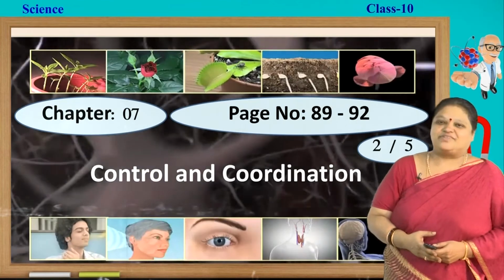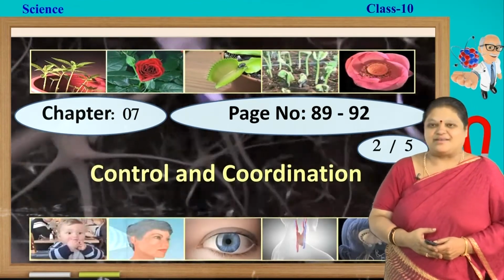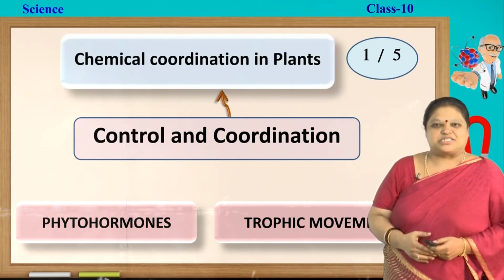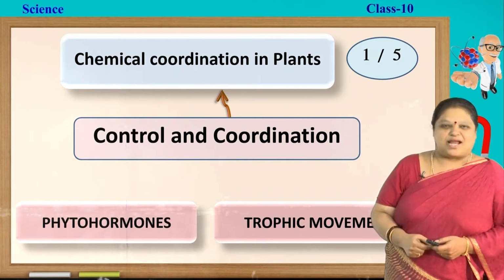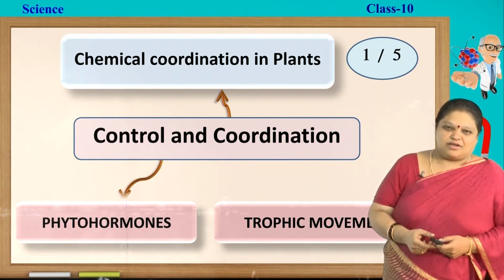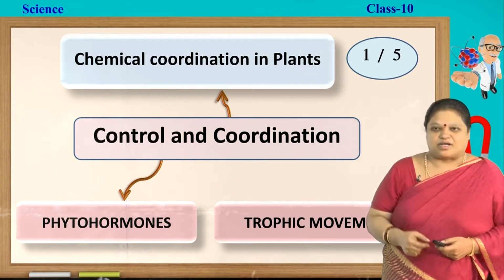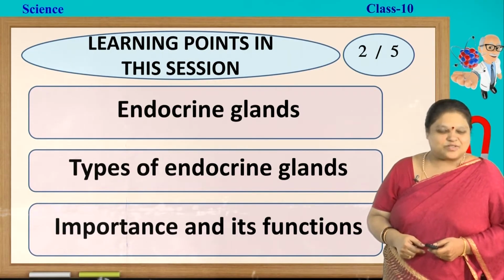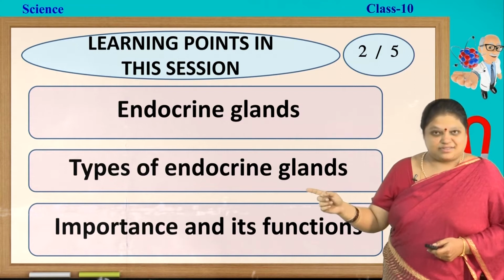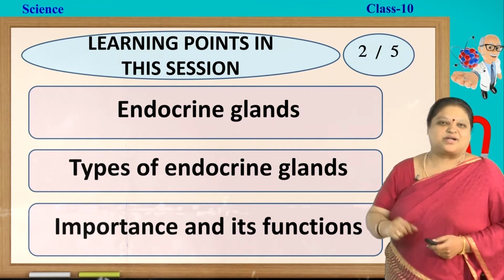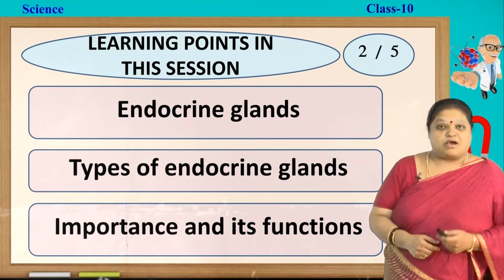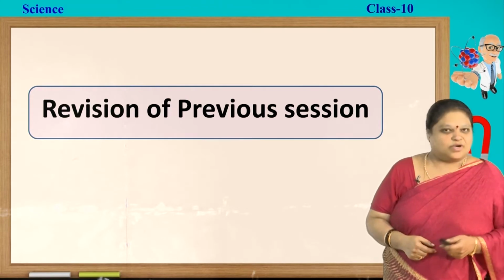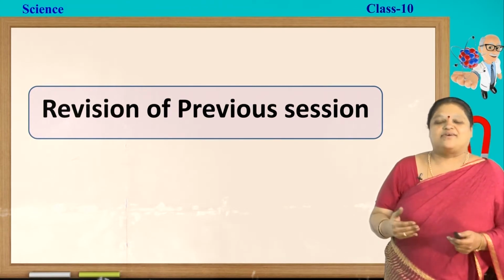So, let us see what we studied in the first session and then continue to the next concepts. In the first session of the control and coordination chapter, we studied how plants have chemical coordination. Along with that, we also studied phytohormones and the tropic movements in plants. Today's session we are going to study endocrine glands, the types of endocrine glands, and also their importance and functions. Now we will have a little bit of revision of the previous class. Whatever we studied in the previous session, we will revise.